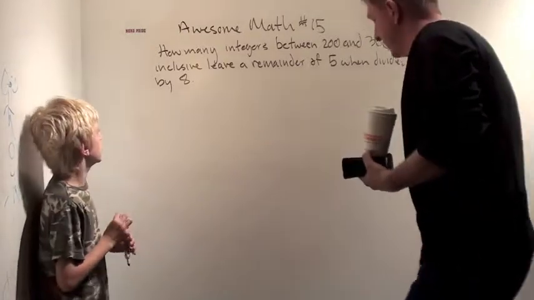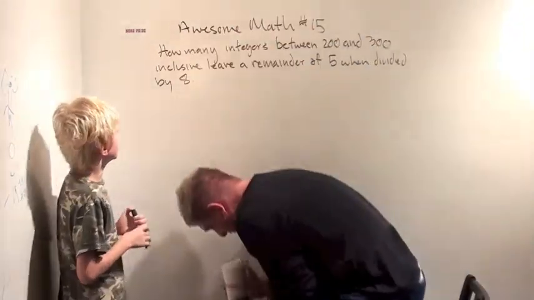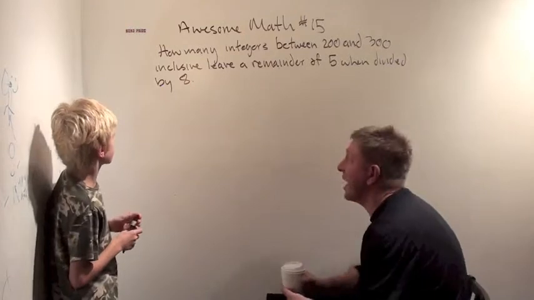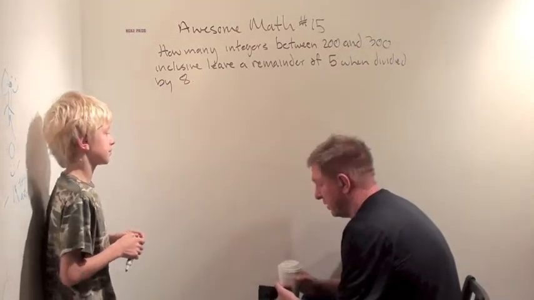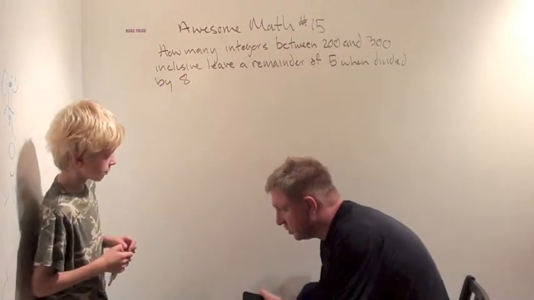So today we're looking at an example problem from our number theory book. How many integers between 200 and 300 inclusive leave a remainder of 5 when divided by 8? A pretty tricky problem, right? Alright, so what would you like to do here?